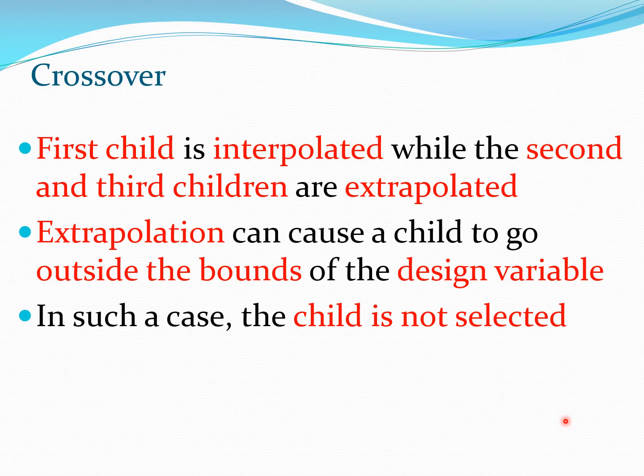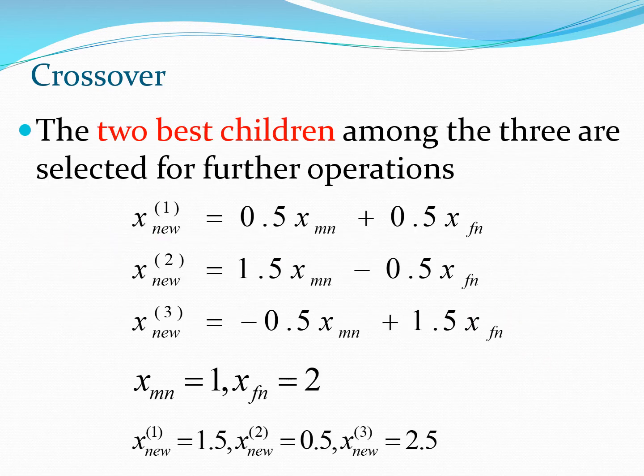So one of the things which can happen when you do this extrapolation is sometimes the child can go outside the bounds of the design variable. So again, recall, if our design variable bound was 0 to 10, you may get a child which is beyond 0 to 10, maybe 15 or 20. So in that case, you need not select that particular child to continue in the next generation. So essentially, one of the strategies which is recommended in linear crossing is that the two best children which come out of the three are selected for further study.